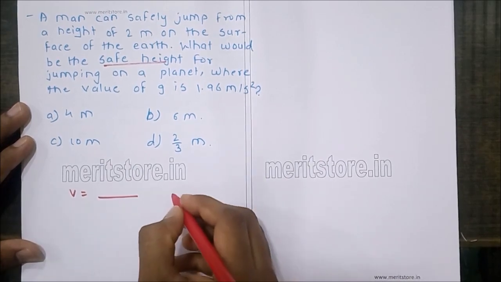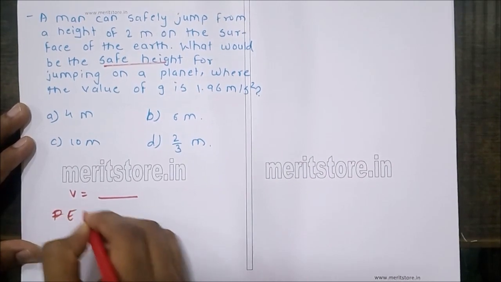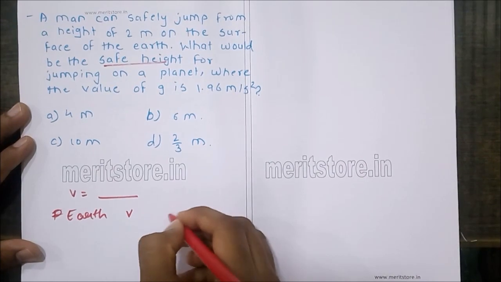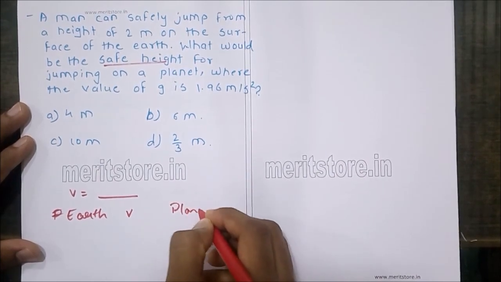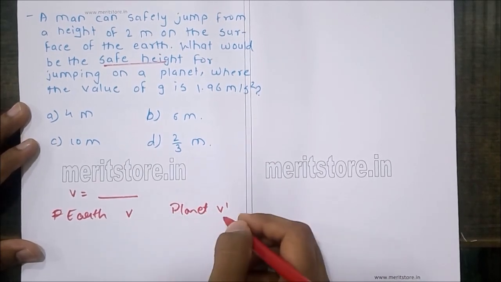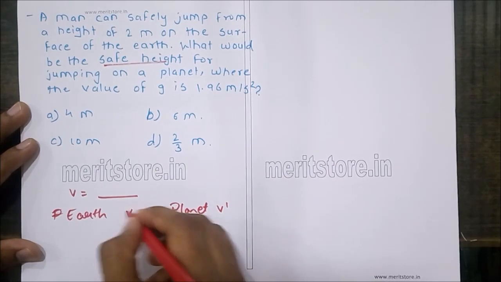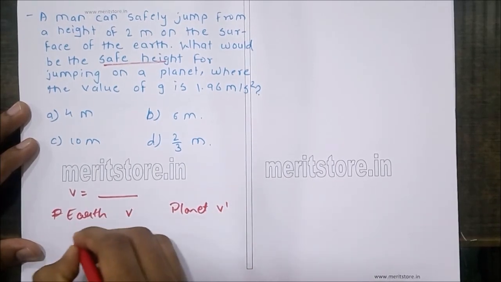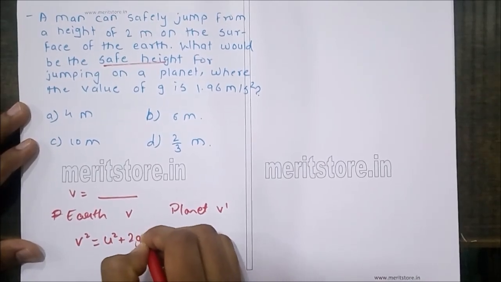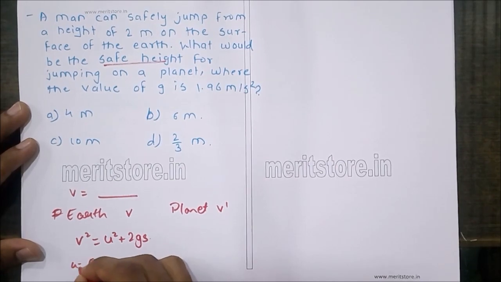Let it be g for planet Earth, let the safe velocity be v, and for the other planet, the unknown planet, let it be v dash. Now v should be equal to v dash, so that the safe limit is reached. Using the kinematic equation, v square is equal to u square plus 2gs, and since the man is dropping, u would be equal to 0.